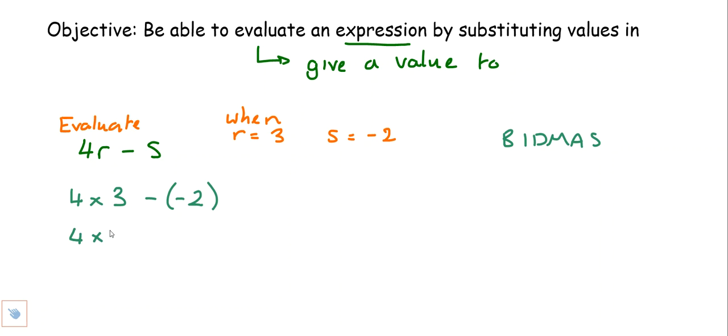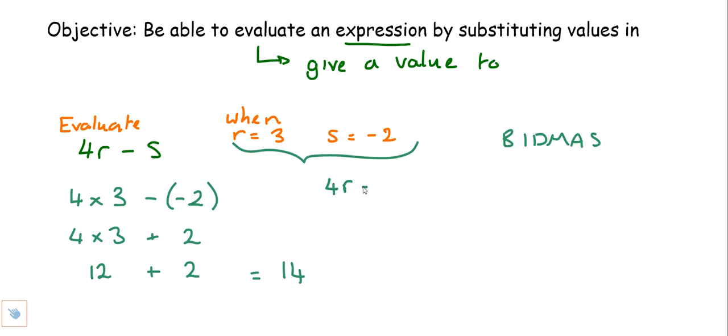So we've got 4 times 3 and it becomes plus 2. Now what do I do? Now you do 4 times 3, so that's 12. 12 plus 2 equals 14. So I can say now that when R equals 3 and S equals -2, 4R minus S equals 14. So I have evaluated my expression. Oh, that's easy enough.